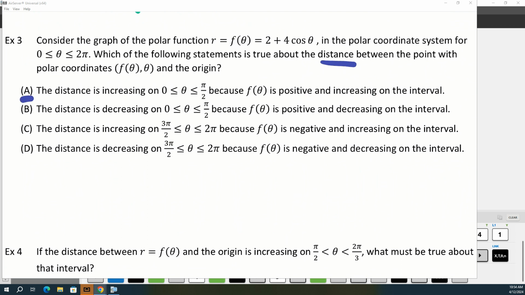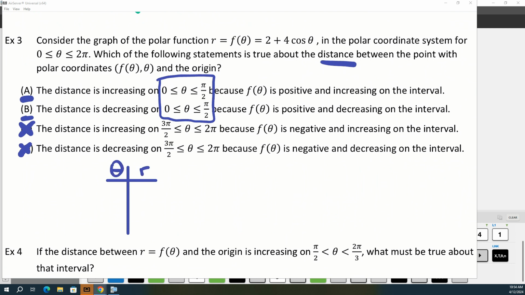Yes. All right, B says decreasing because positive and decreasing. Could that be an answer choice? Yes. C says increasing because negative increasing. Could that be an answer choice? No. What about D? No. And so that works out really nice because the only interval that we're going to have to check is from 0 to pi over 2. The other one is not going to be an answer to this.